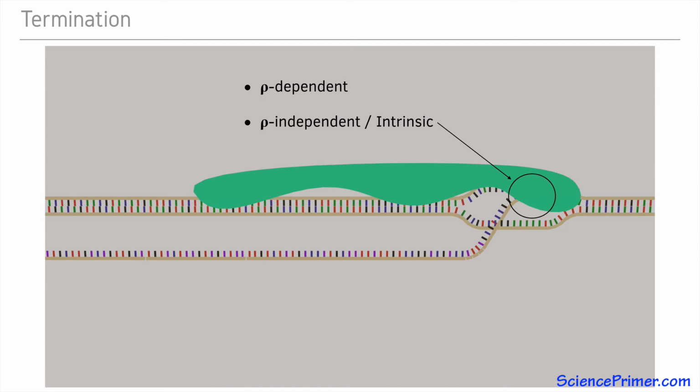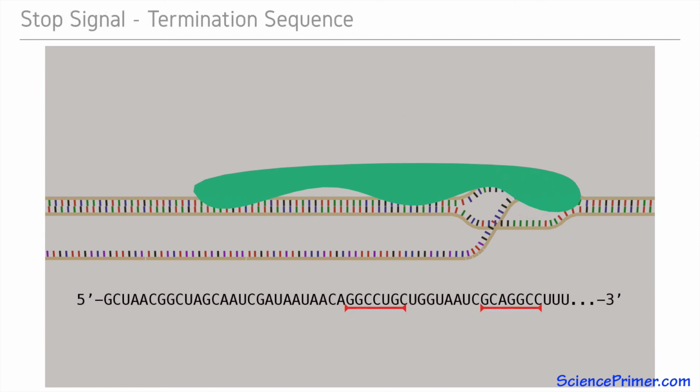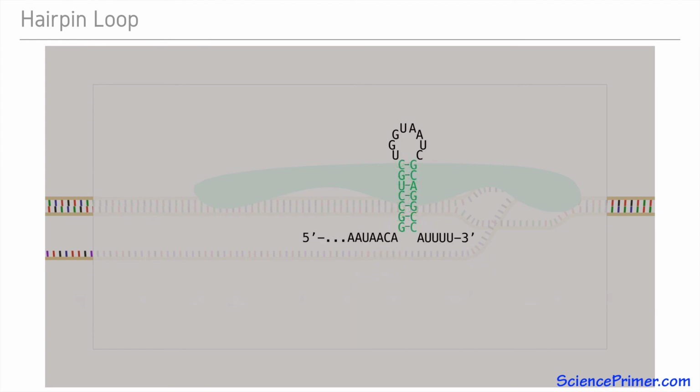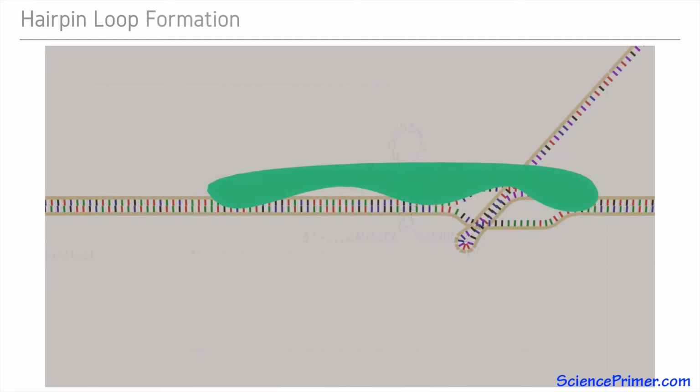Both types of termination involve the formation of a hairpin loop by the RNA strand being synthesized. Loop formation results from a string of complementary bases in the RNA strand which allows them to bind to each other, forming a loop at the end of the RNA strand as it's being synthesized. This loop is then thought to interfere with the enzyme in a way that causes the rate of RNA synthesis to slow down and pause.